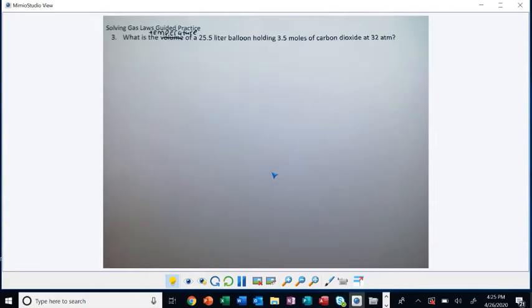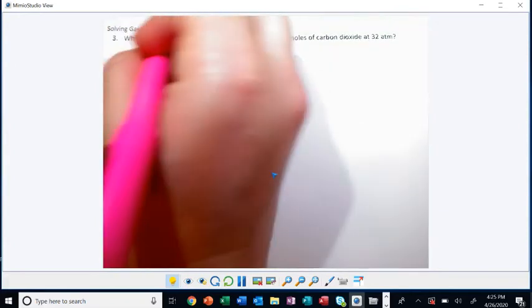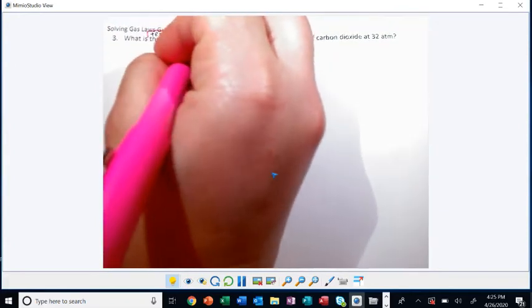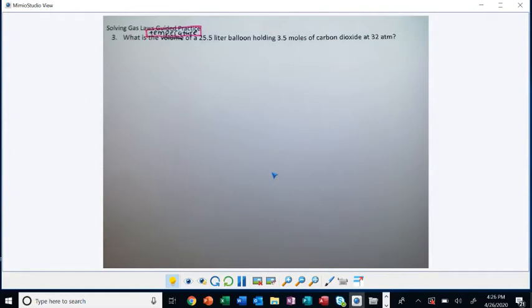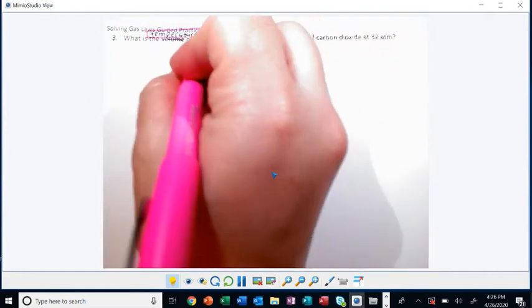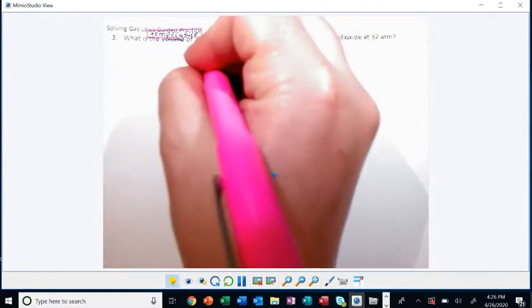On to our third problem. I want to know what is the temperature. So I'm looking for temperature of a 25.5 liter balloon. Liter is volume.